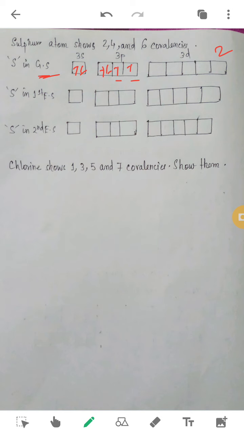Now sulfur in the first excited state: the first excited state will happen when a paired 3p electron jumps to the d orbital, which is present in sulfur. So now you have 3s pairing already there, 3p with 1 only here, because one of them has gone to the d orbital. So from here you have how many unpaired electrons? 1, 2, 3, 4. Hence you have covalency 4, as in SCl4. That is possible here. So this is why it shows the covalency of 4.